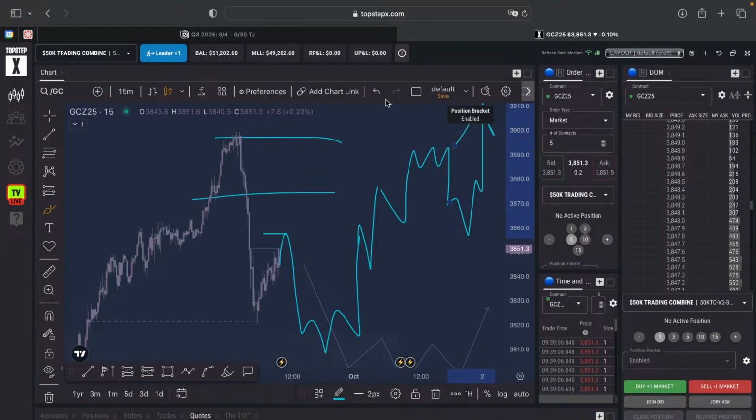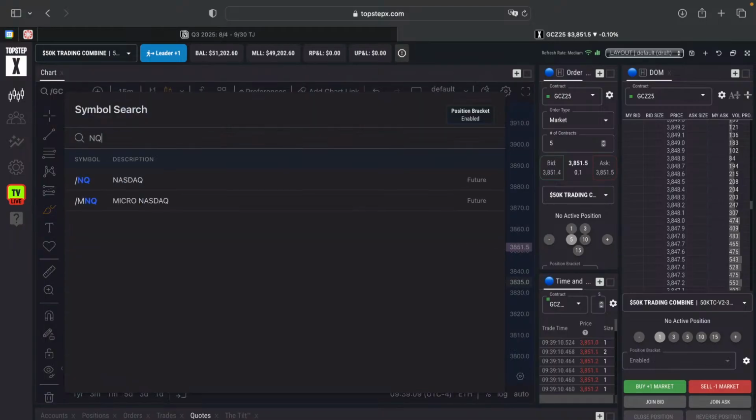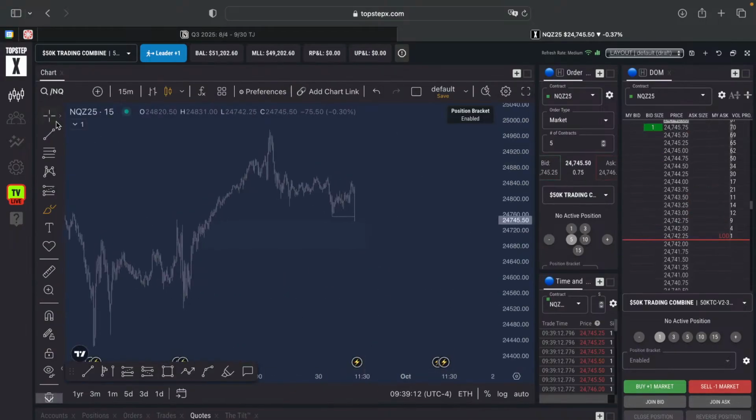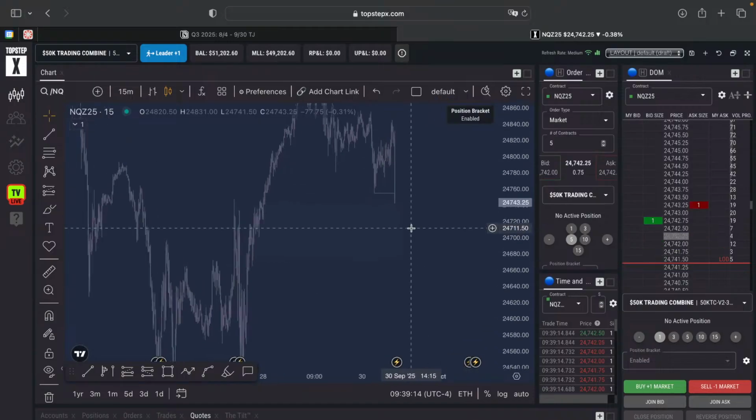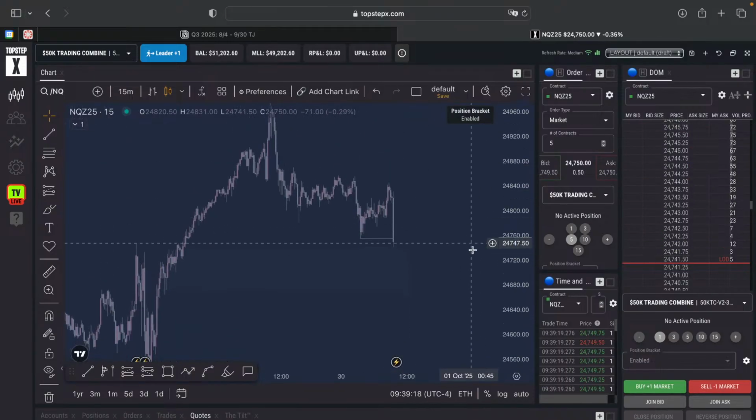So we'll see what happens though. I'm not really too fond of gold right now. NQ is the real prime setup, so this is what we're gonna watch. So let me make sure.